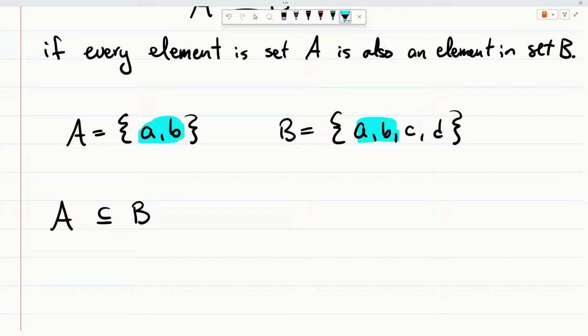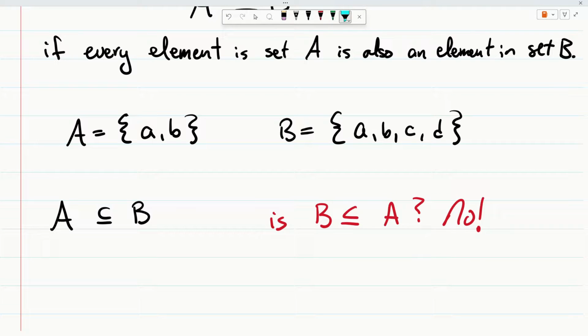Now, the one thing we do have to remember is this. If we reverse the order, and we ask this question, is set B a subset of A? The answer here is no. And that's because if you look at the elements in set B, a, b, c, and d, not all of them are in set A. So you'd be missing the c and the d for set A. So reversing the order does not make them equal to each other. Okay?